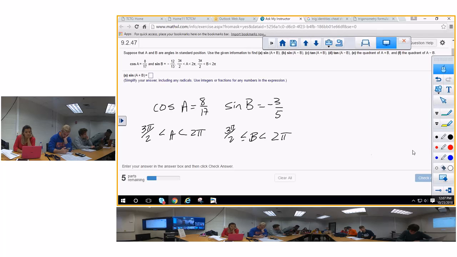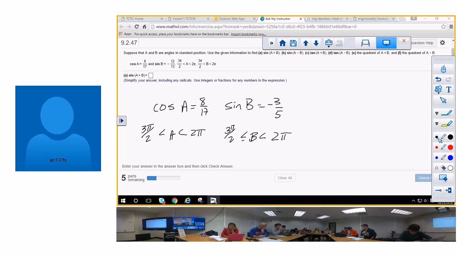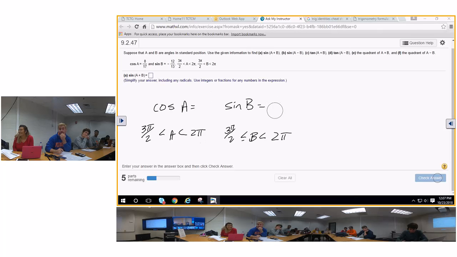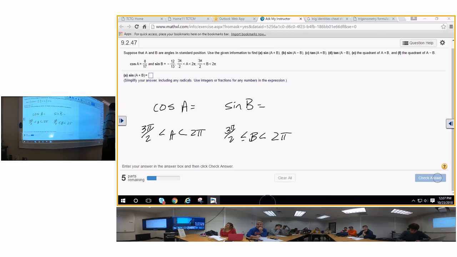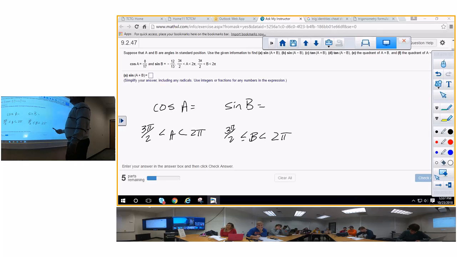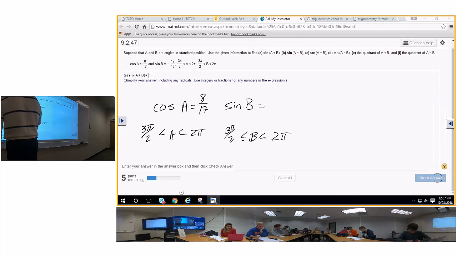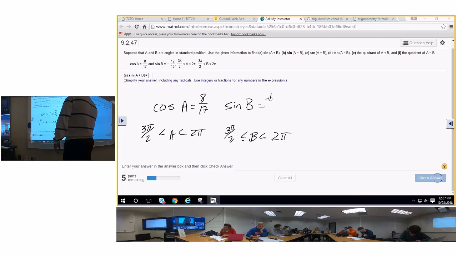Now, for those of you that can't see it, I'm going to write it for you. Some of y'all are looking like you can't see it, so I'm going to. I pay attention. Everything's the same except for the numbers. The numbers are a little bit different: 8 over 17 and negative 12 over 13.